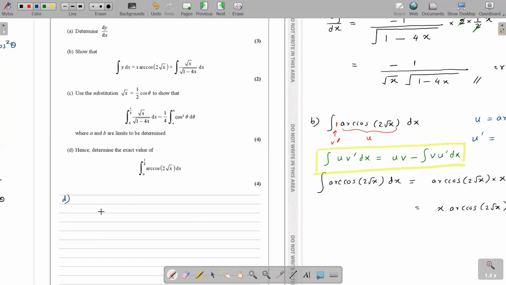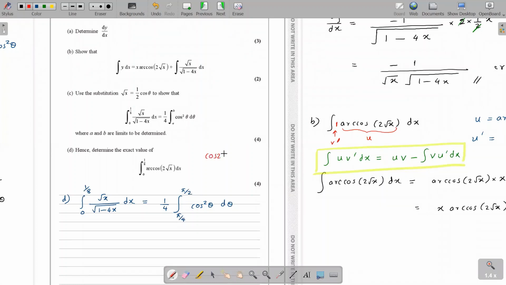Okay, so what happens here? I will finish integrating from 0 to 1 over 8 of root x over root 1 minus 4x with respect to x. We got this answer as 1 over 4 times the integral, with limits from pi over 4 to pi over 2, of cos square theta d theta. Okay, so let's substitute what is cos square theta.